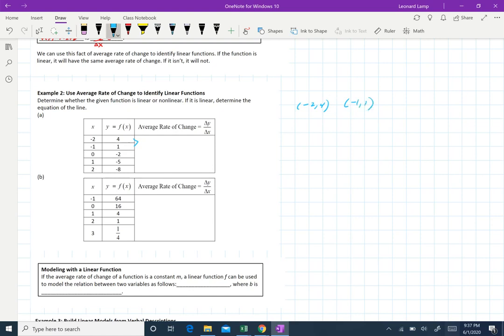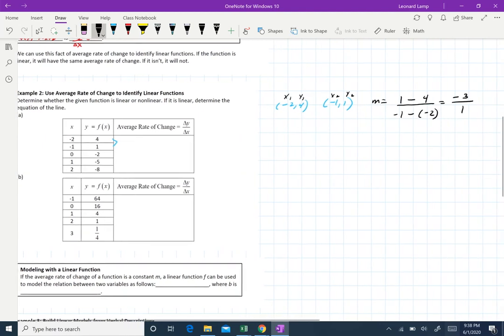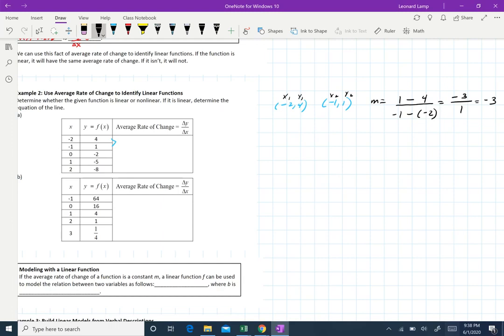If I look at the slope between those 2 points, label them x1, y1, x2, y2, it would end up becoming y2 minus y1 all over x2 minus x1. So this becomes -3 over +1. So that equals -3.